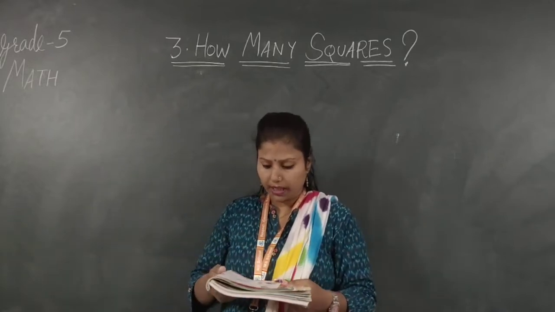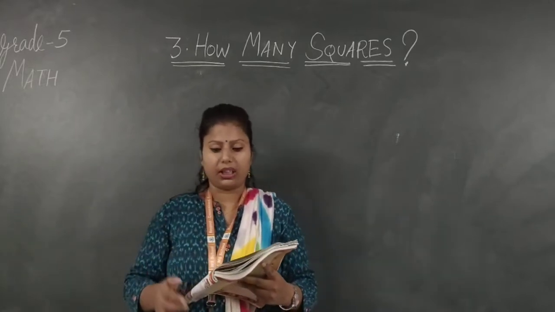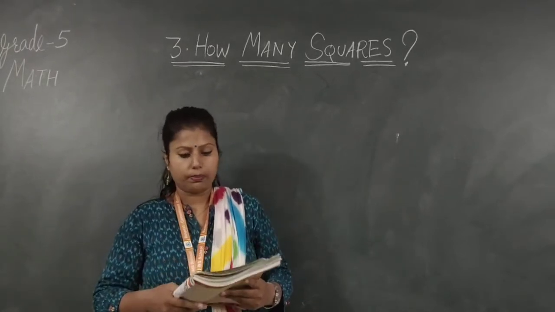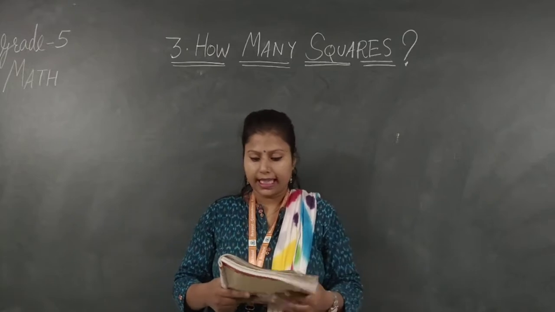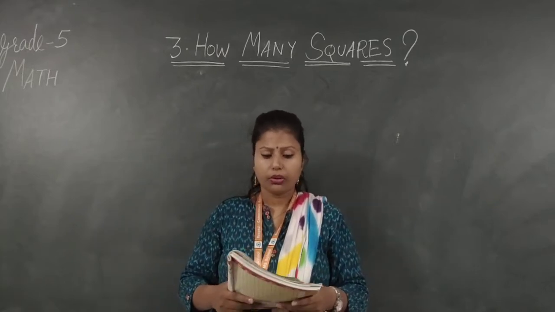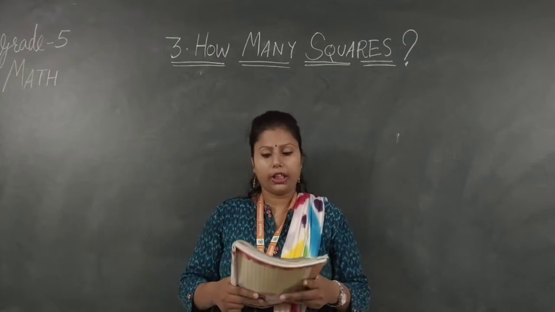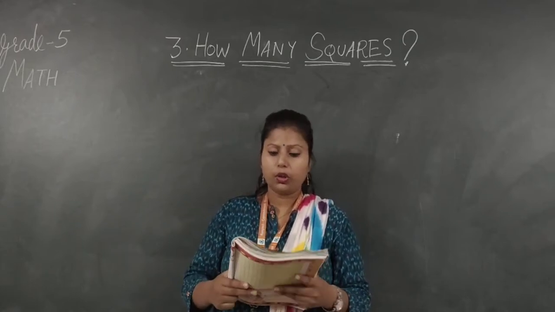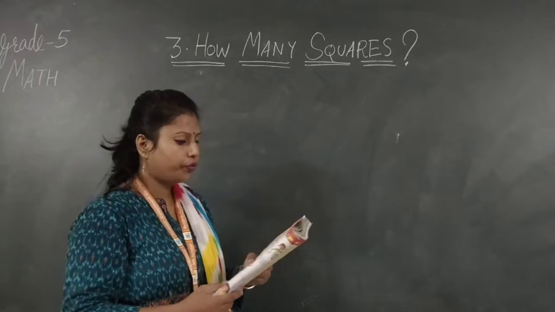Here in textbook page number 36, two pictures are given. The first one is the yellow shape, the second one is the blue shape. The question asks: is the area of the blue shape more than the area of the yellow shape, or why? We have to find this.